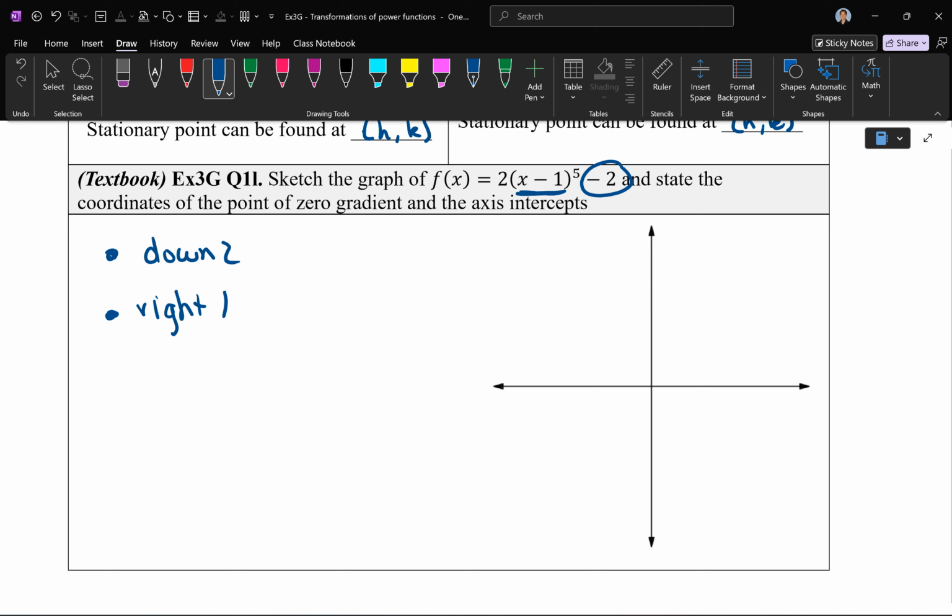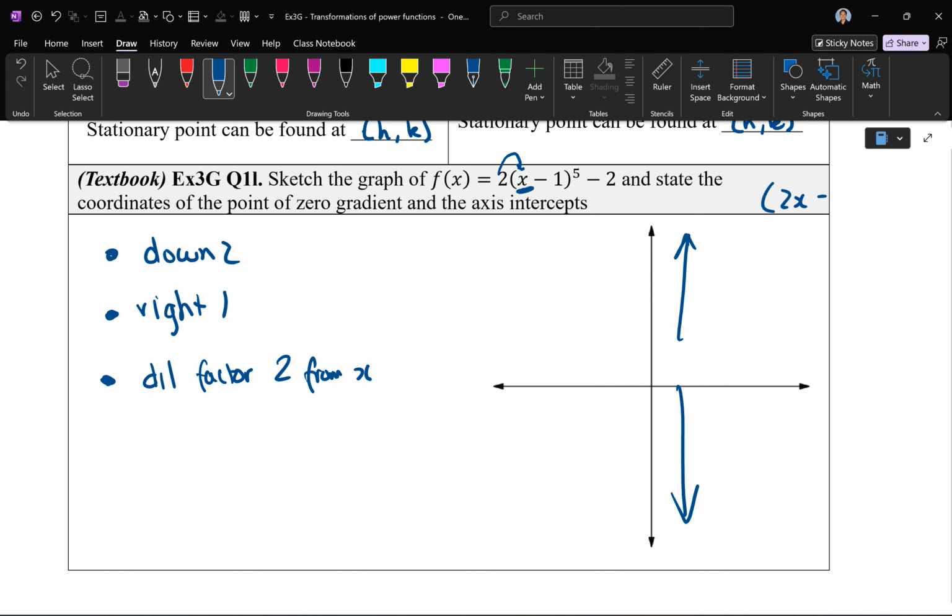And then what does the 2 do? Let's go with Joe. It is from x because you're affecting the y coordinates. So you're doubling it in that direction. So it's from the x, but it's a factor, not half. It's 2. The only time it's half, it's when it deals with the x. So if I put the 2 in here, had it been 2x minus 1 to the power 5, then what you said is correct. Oh, well, then it will be from y. Yeah. Okay. So dilation of factor 2 from the x.